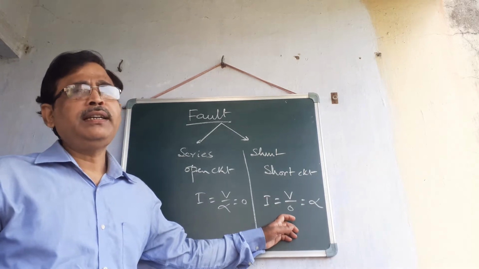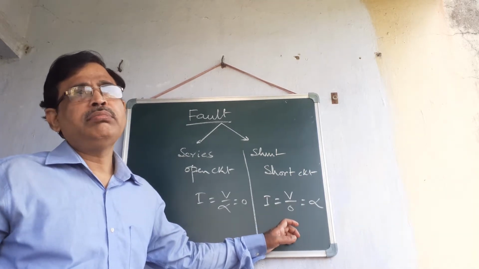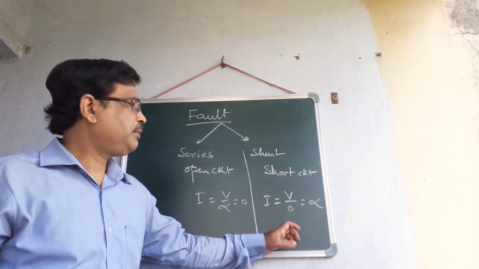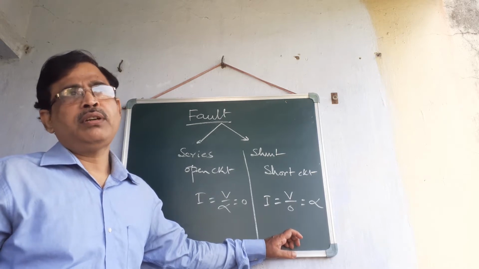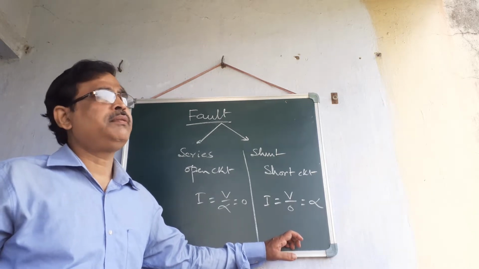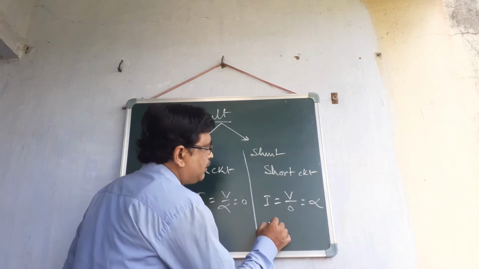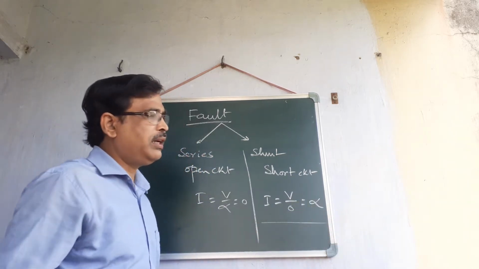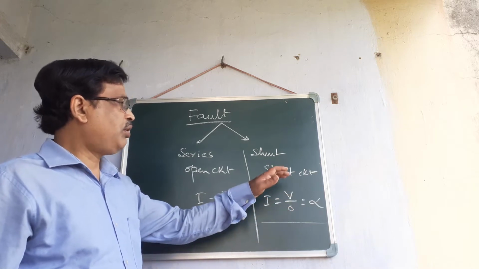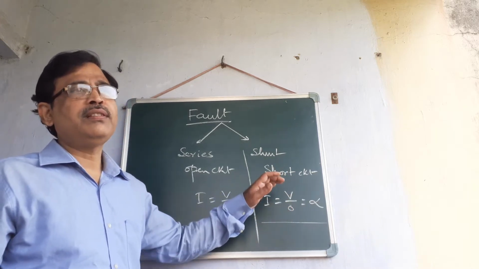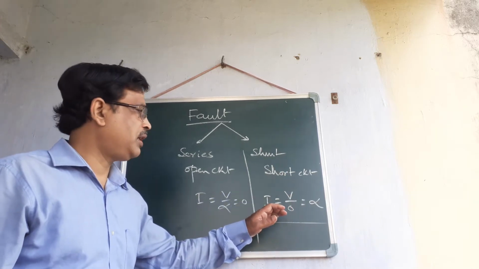Now if the current is more, then the production of heat, I square R, will be high. So that can destroy everything, and the electromagnetic thrust can be more, and that means short circuit is a severe quantity and we have to study it more.